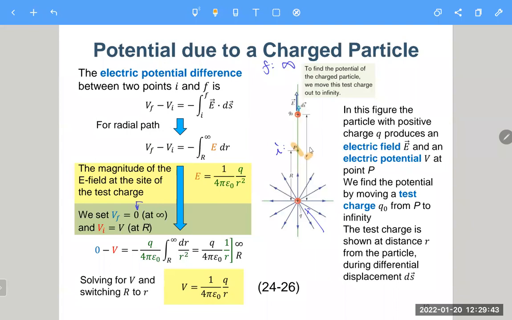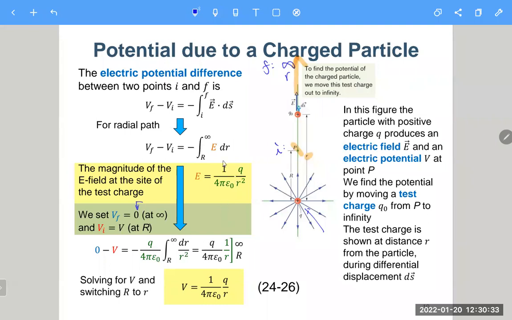We consider a path from this point P to infinitely far away in the radial direction. This is a positive charge, so the E field is pointing upward here, and the path is also pointing upward. So E dot ds will be nothing but E dr. The textbook calls this axis the small r axis. So we have kQ over small r squared times dr, because these two vectors point in the same direction. Okay, so we can just plug this in.